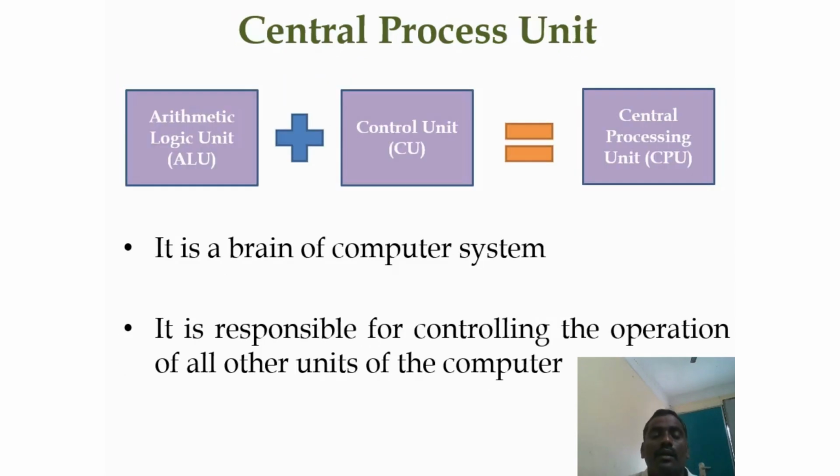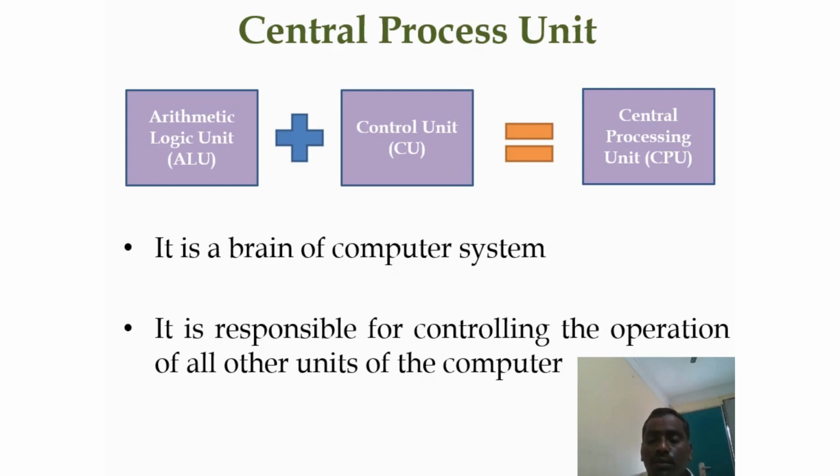Right, then next, what is the main part of the computer? That is the CPU, the central processing unit. Here the central processing unit has two parts: the arithmetic and logical unit and the control unit. The combination of ALU and control unit forms the CPU. Now the CPU is the brain of the computer system.